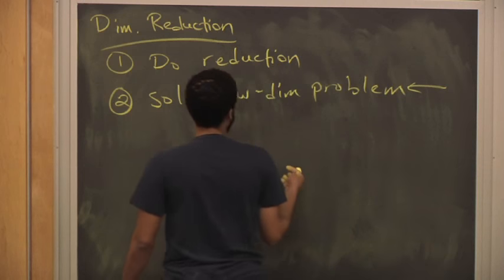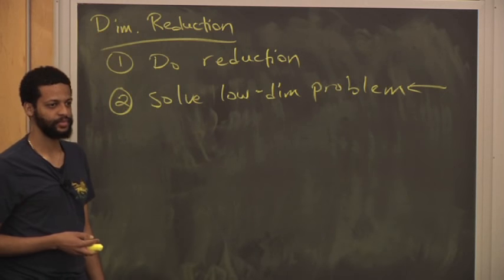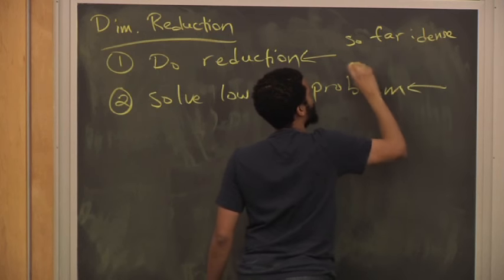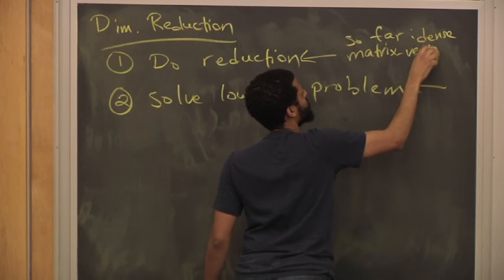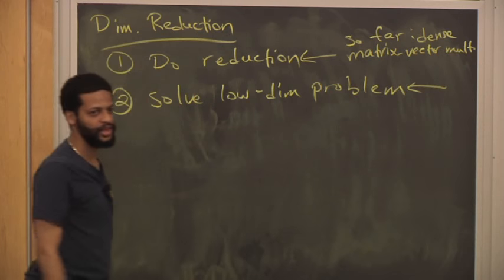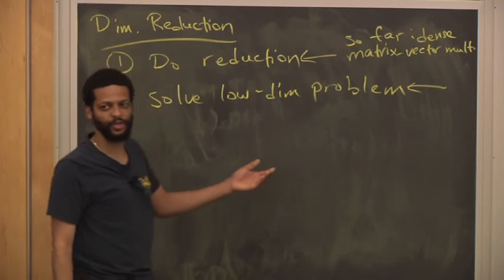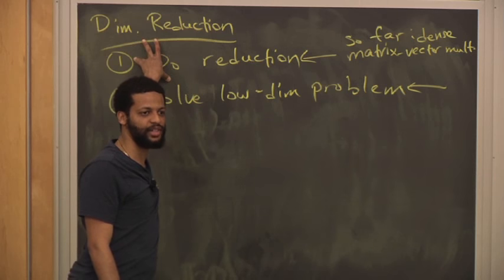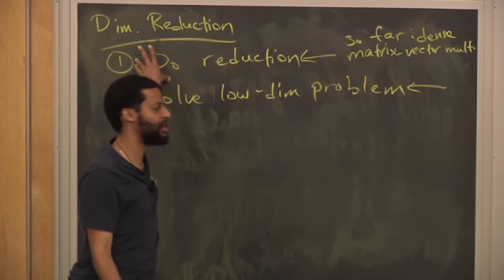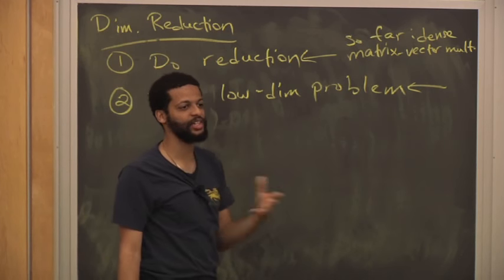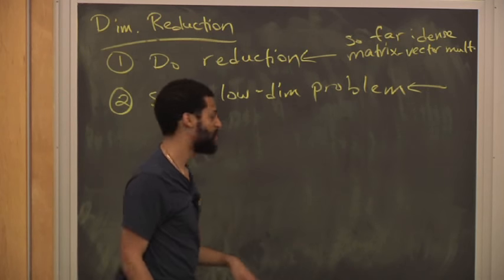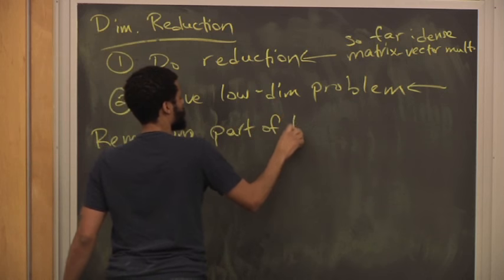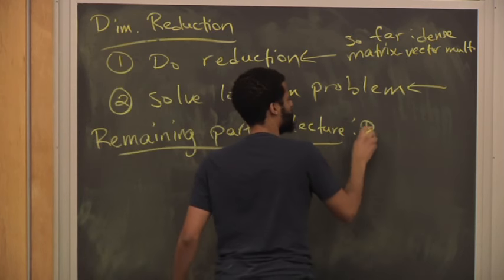Doing the reduction, though, what are we doing? We're multiplying by a random sign matrix or something like that. So far this thing has been dense matrix vector multiplication, which you can do with some for loops. But you could ask, can I do step one faster? Can I maintain the same quality of dimension reduction as JL as we've talked about so far, or maybe worsen it slightly, but for item one, I want that to go as fast as possible. So the remaining part of the lecture is going to be about doing one faster.